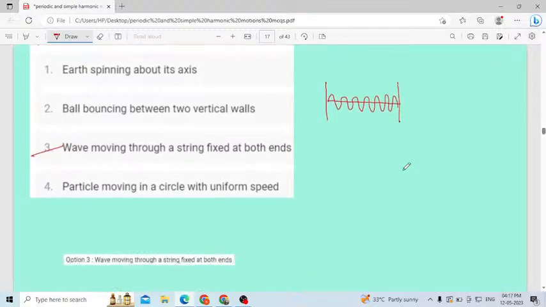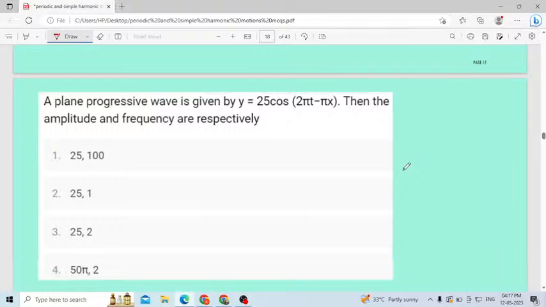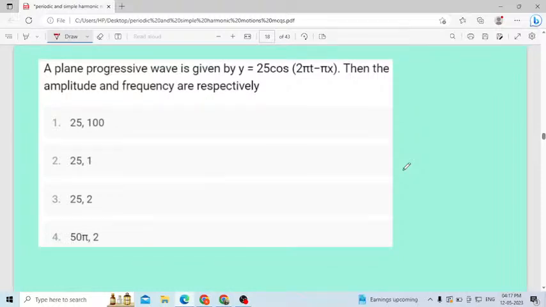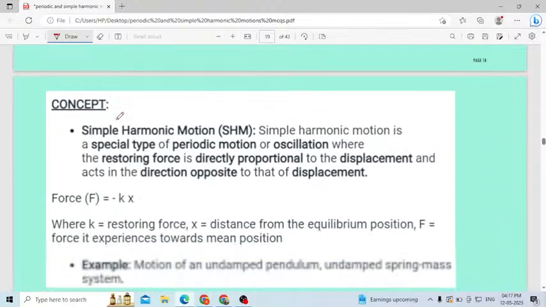Let us move to the next question. A plane progressive wave is given by y = 25 cos(2πt − πx). Then the amplitude and frequency are respectively? What are the amplitude and frequency respectively?